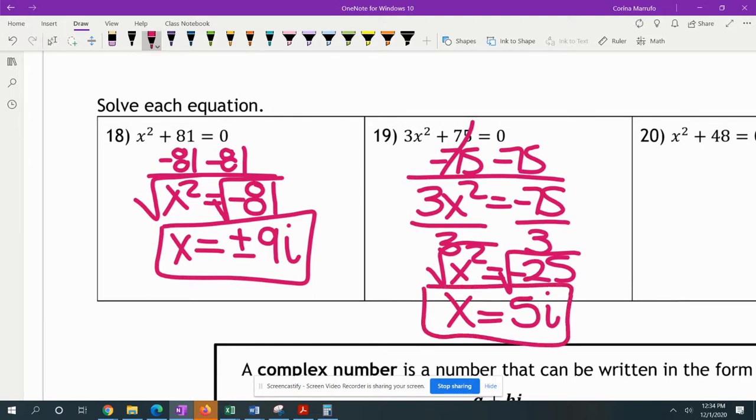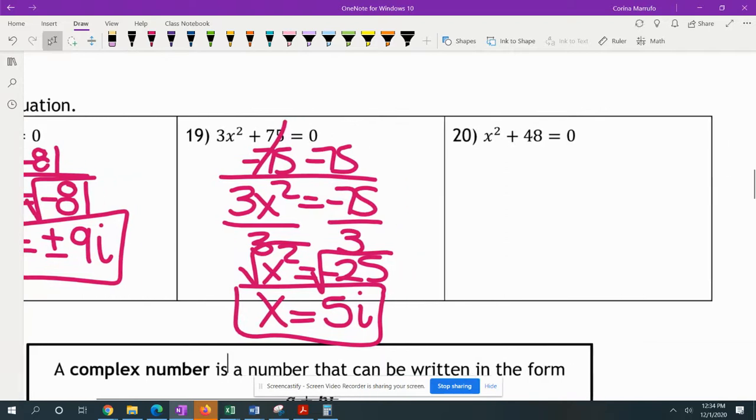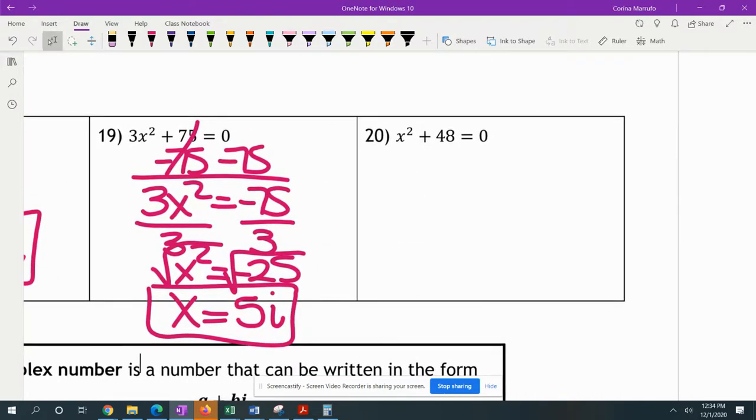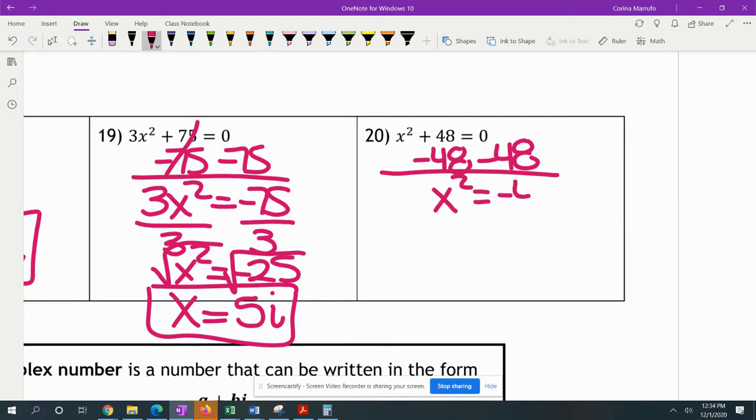Okay, and the last example that's like this. We have x squared plus 48 equals 0. So we go ahead and subtract 48 on both sides. And we get x squared equals negative 48. And then from there, we're going to go ahead and see what numbers divide into 48. So I believe 16 times 3 gives you 48.